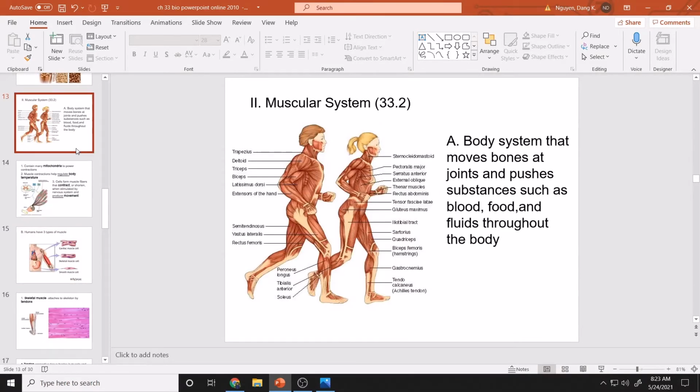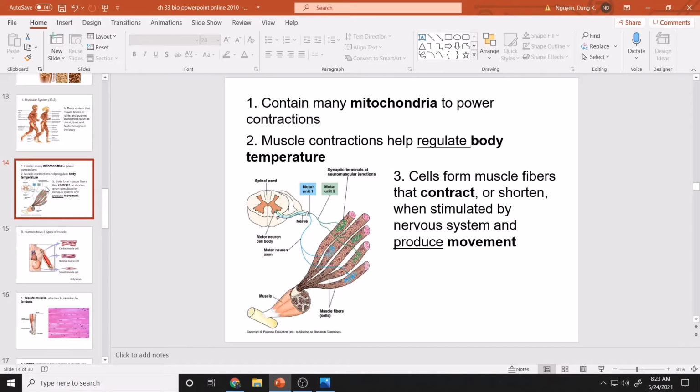So just as equally important as the skeletal system is the muscular system, because it's the body system that helps move bones at the joints, and it also pushes substances such as blood, food, and fluid throughout the entire body. Now the muscles have a lot of mitochondria, and that makes sense. Again, the mitochondria is a cell organelle that performs cellular respiration and produces ATP, which provides energy for your cells.